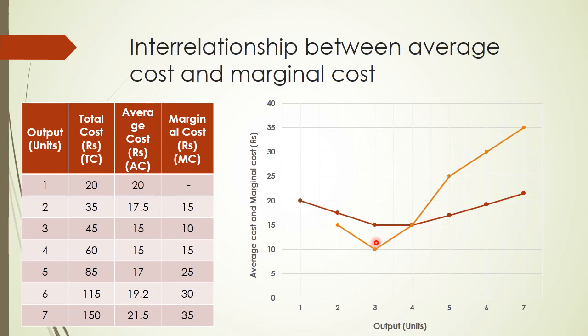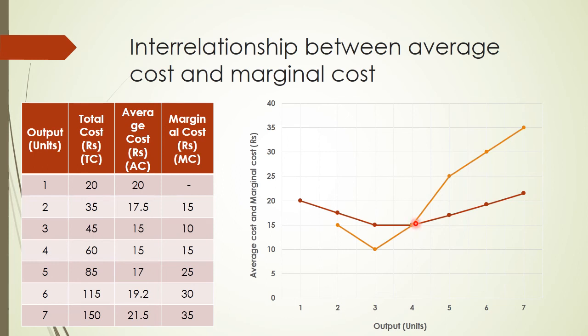When your marginal cost is less than your average cost, initially the average cost decreases, then the marginal cost also decreases, but marginal cost decreases more rapidly as compared to the average cost. So that is why when the marginal cost curve is decreasing, it remains below the average cost curve, right? The second point is when both of them are equal, that is when marginal cost is equal to average cost.